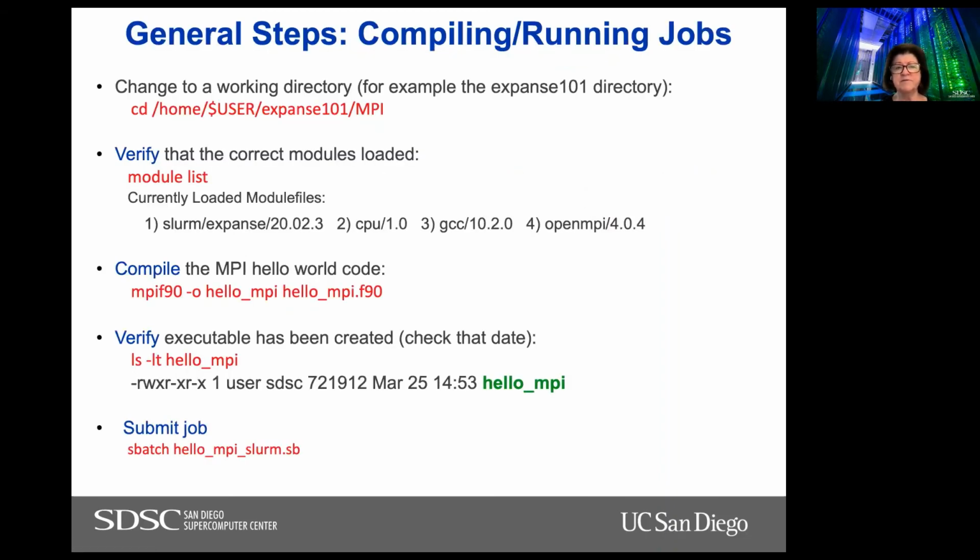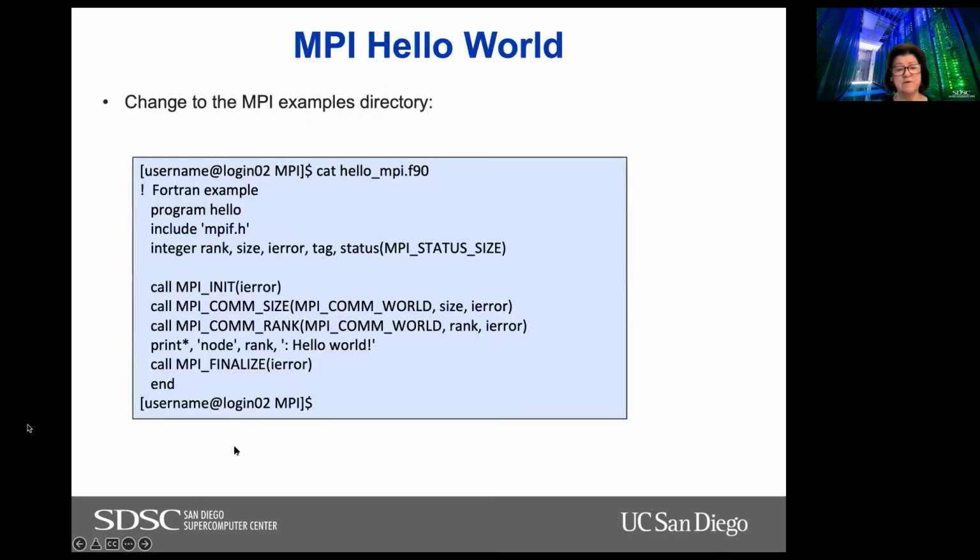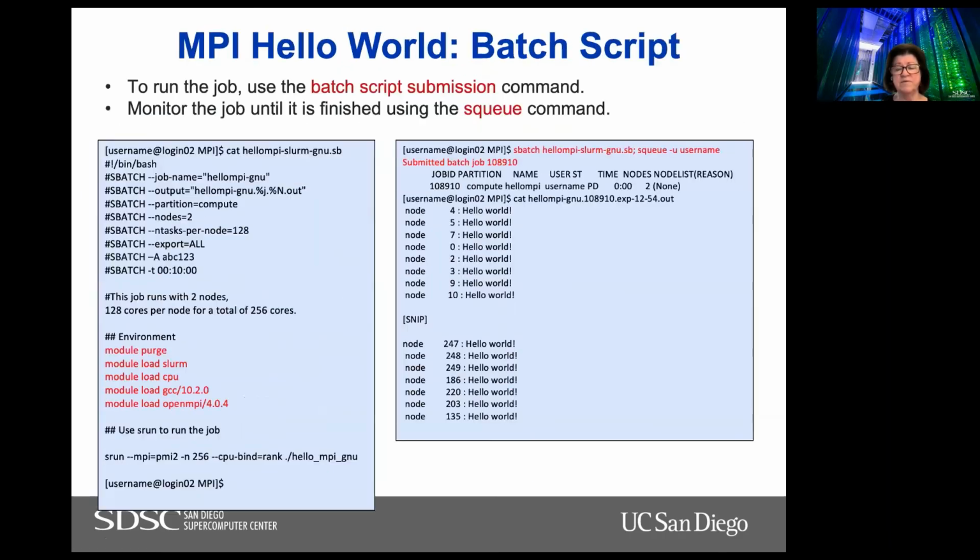So there's just some general commands here for getting, like a recipe. Go to the directory where you want to run your code. Make sure you have the right modules listed. Compile your code properly. Make sure it's there, and then submit your job. And so that's all in these examples here.